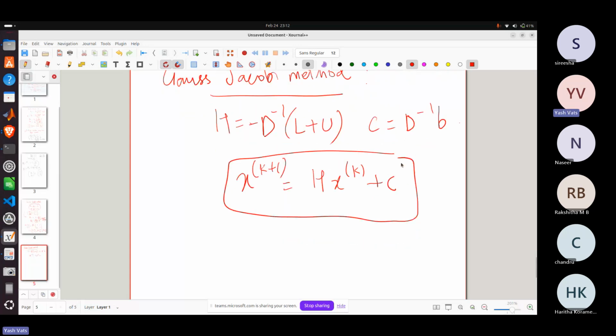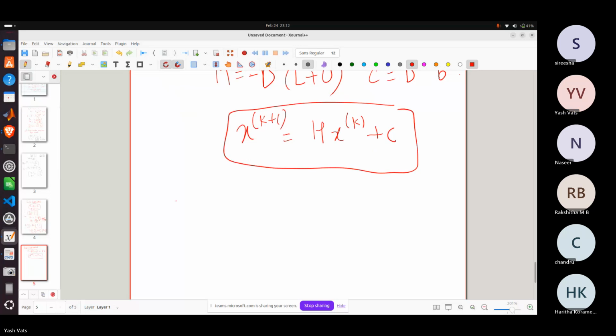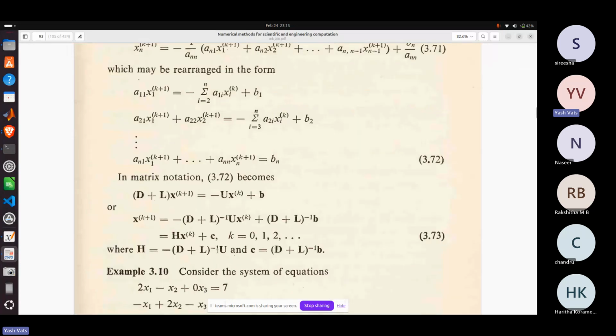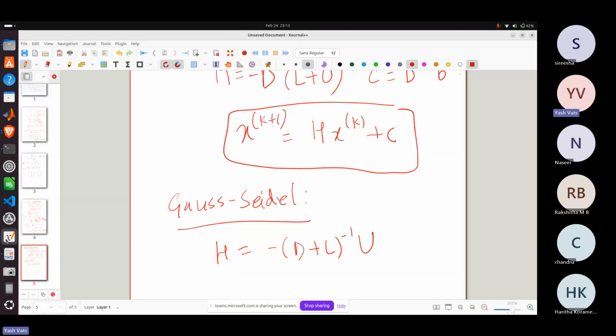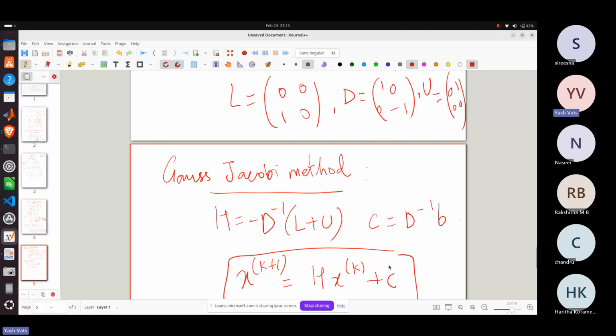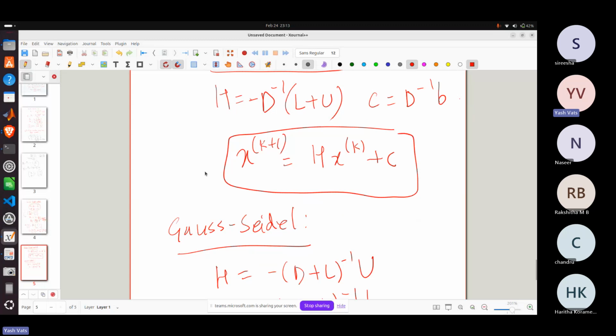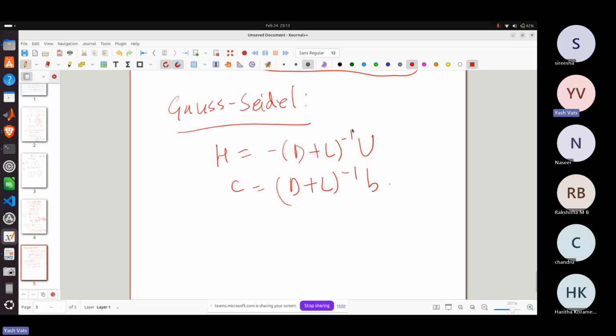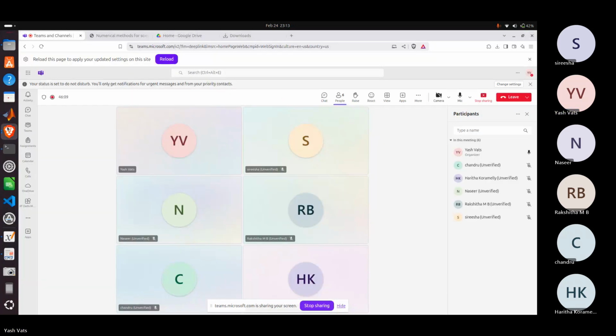So in the Gauss-Jacobi method, H and C are this, but in Gauss-Seidel, your H is minus (D plus L) inverse U, and the other one is (D plus L) inverse B. So you just find out LDU and use this method to find your first iteration, second iteration, and so on, given your initial values. Is this clear, everyone? All right.